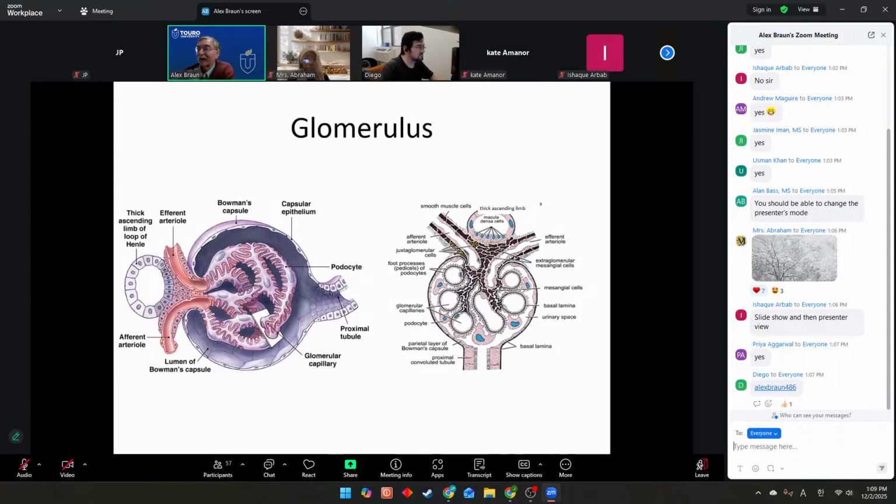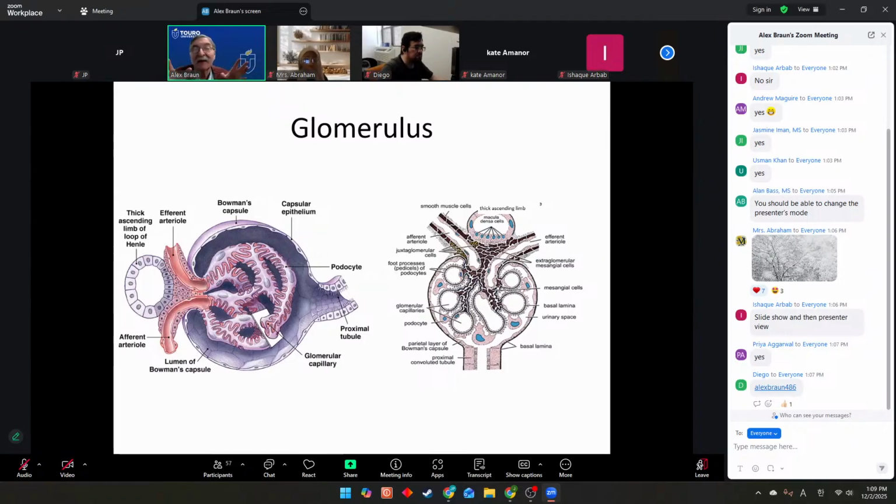Here it is. I see two drawings of glomeruli. On the left-hand side, you see a nice three-dimensional looking appearance to a glomerulus. You have this tuft of capillaries. By tuft of capillaries, I mean an afferent arteriole comes into the glomerulus and divides into a network of capillaries. There's actually a network of anastomosing capillaries.